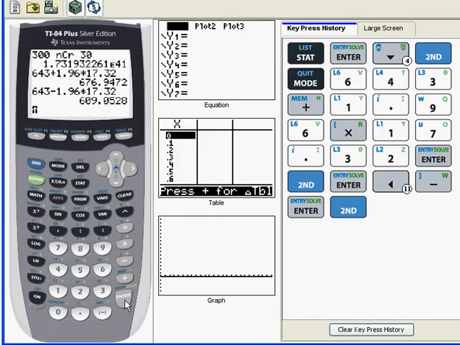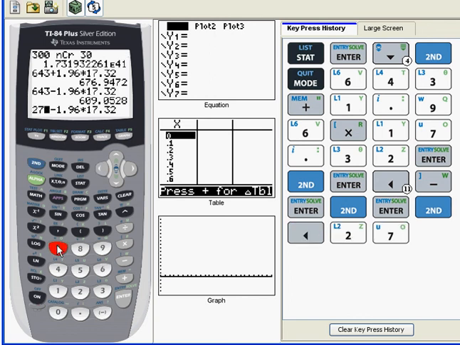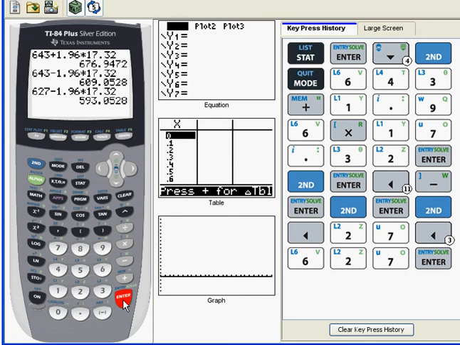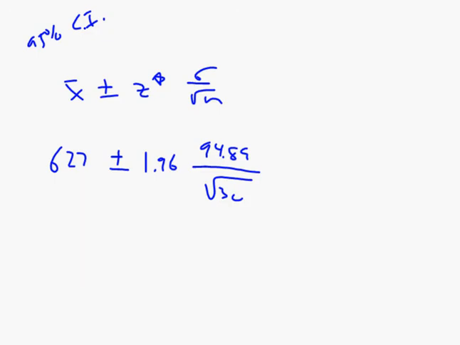So here we go. I'll do second enter, and I will change this to 627. Oops, hold on a second there. Somehow I didn't press the 6 hard enough. 627. Here we go. We hit enter, and we get 593.05. So that's our lower bound, 593.05. And then we'll get the upper bound.